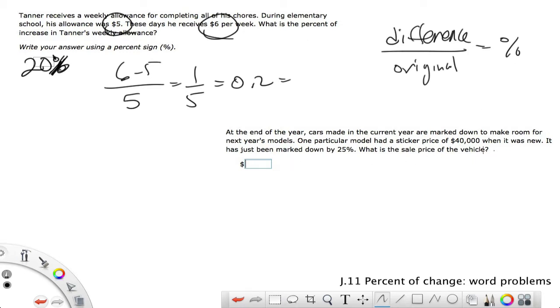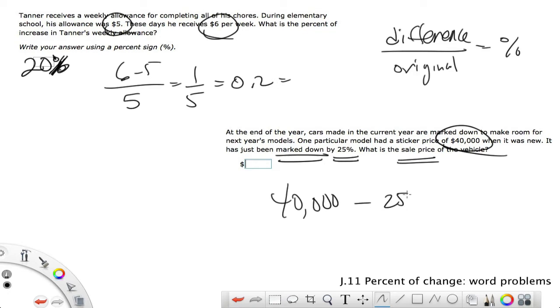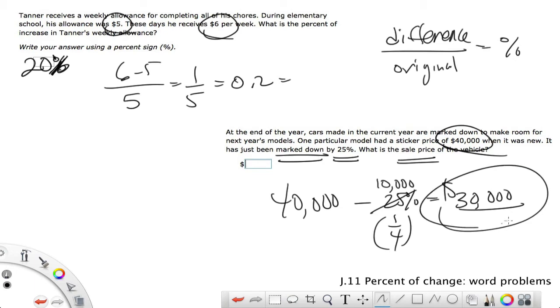So this one's a little bit different. Now we started with a $40,000 new car, and it was marked down 25%. So this is different. What's the sale price? So we start with 40,000. We then have to subtract off whatever 25% of that is to get the sale price. So this is 1/4. 1/4 of 40,000 is 10,000. So in this case, the sale price is $30,000. Again, we could divide this one by 4. That's the same as multiplying by 1/4 to get 10,000.